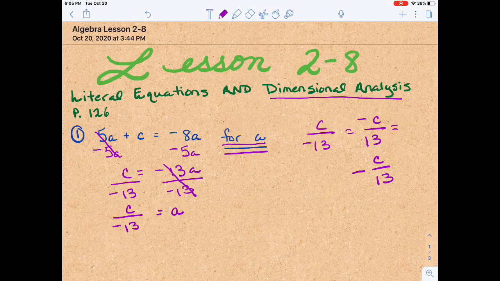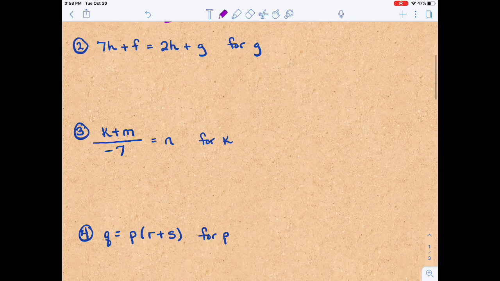So we can write it any of those ways, and if we want to, we can flip this whole equation around. A equals negative c over 13. I just like to keep that negative any way I can so that I don't lose track of it. Example 2 says 7h plus f equals 2h plus g, and we are going to rearrange this so that we have g equals, or it's fine if everything ends up on the left instead and everything equals g, because we can just switch which side things are on.